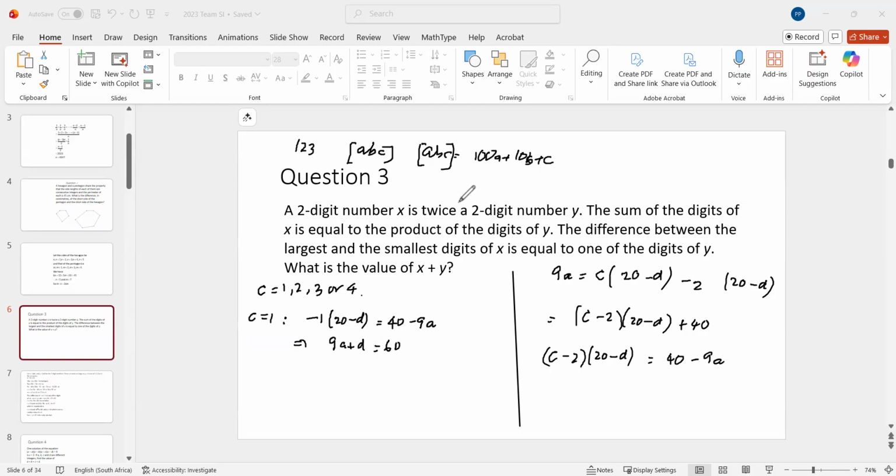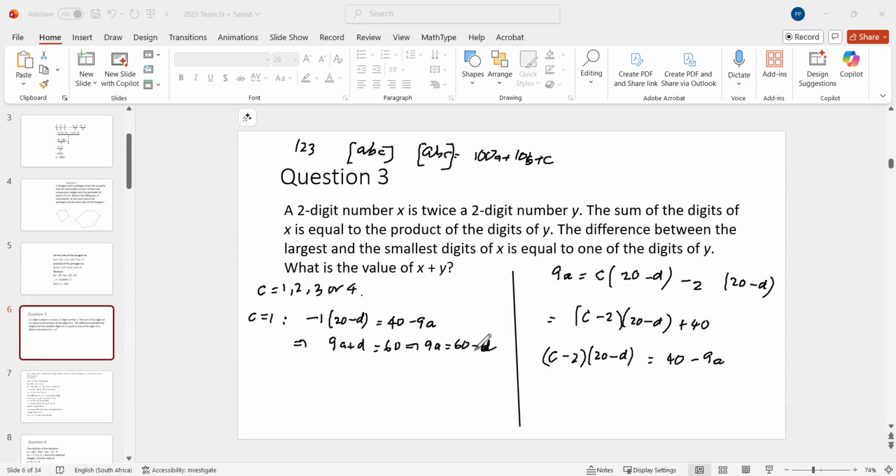Now remember, D is a single digit, right? The A, B, C, D are all digits. They are numbers in a two-digit number, or two-digit numbers. So they are digits from 0 up to 9. So now you've got 9A plus D is 60. Or if you want, you can say 9A is 60 minus D. So the question is, what must D be so that it's a multiple of 9, you see? 9 times something is 60 minus D.